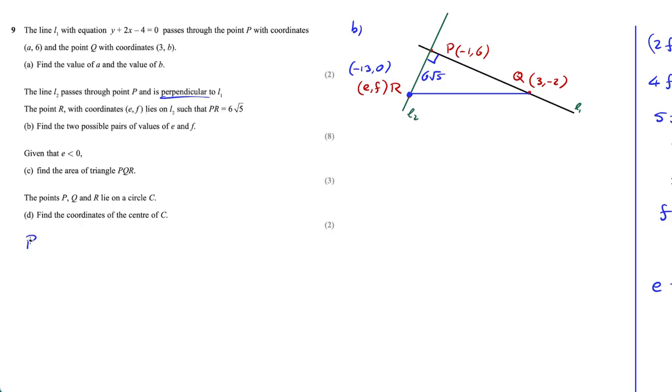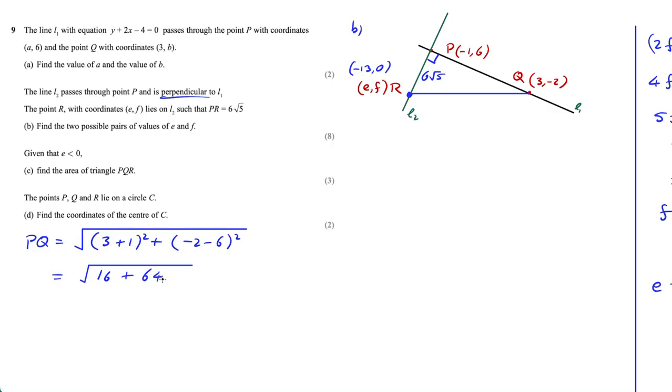PQ is the distance between 2 points. This minus this, so 3 plus 1 squared, plus this minus 2 minus 6 squared. That is equal to the square root of 4 squared, which is 16, plus 8 squared, which is 64. That is 80. So this is root 80.